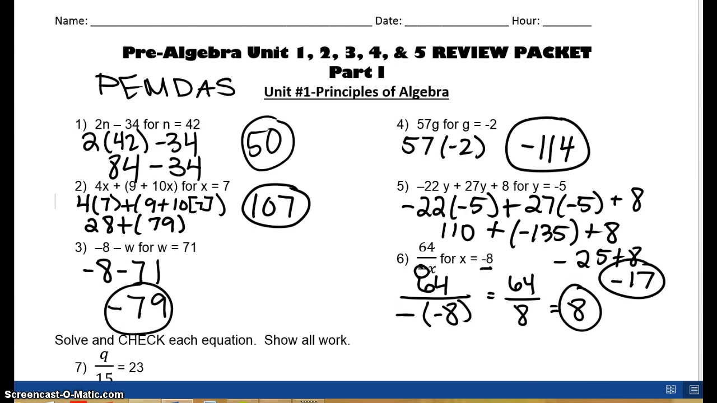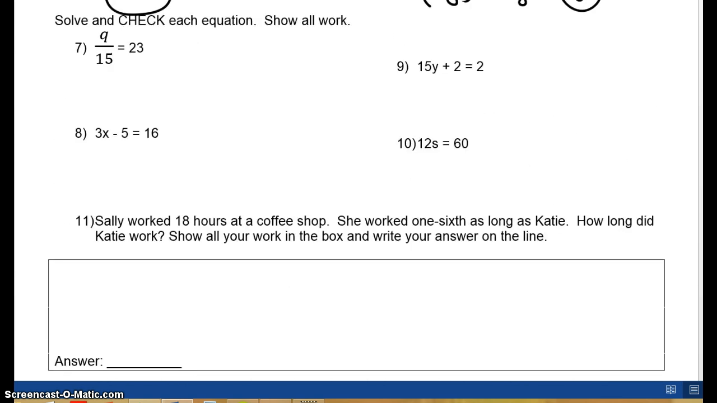So that is our first section. That was just principles of algebra. That should be pretty easy for us, and nice, easy review, kind of easing us into this packet. Since there are 100 questions, I know this is a lot for you guys to remember.